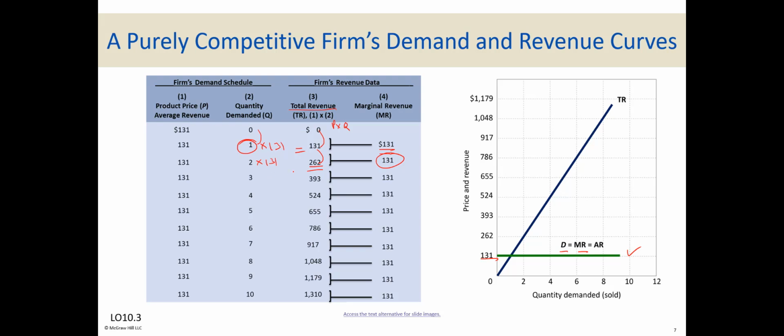And when we calculate the average revenue, we find the same result because you take 262 and divide it by the 2 units you produce, spreading the revenue over 2 units, you get 131. The same is true for 393 divided by 3, and so on. Therefore, marginal revenue and average revenue are both equal to the price and also represented by the demand curve in this perfectly competitive market structure.